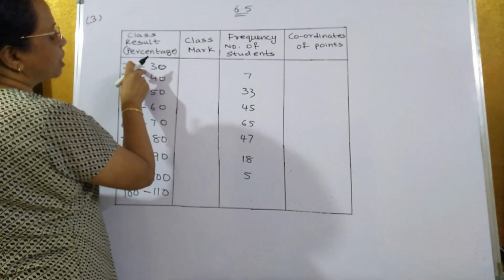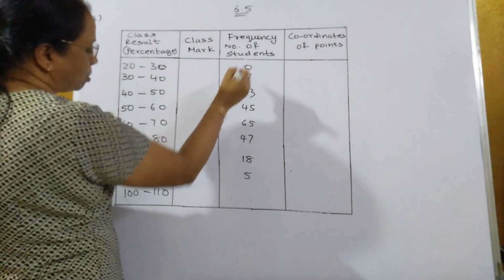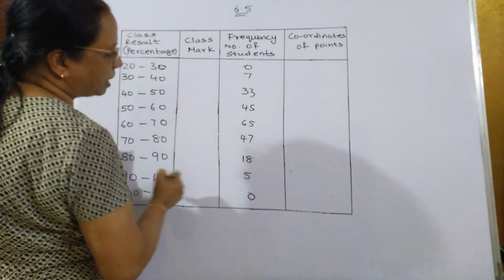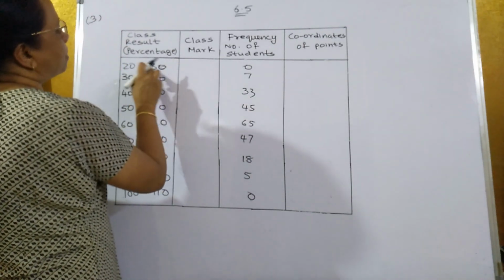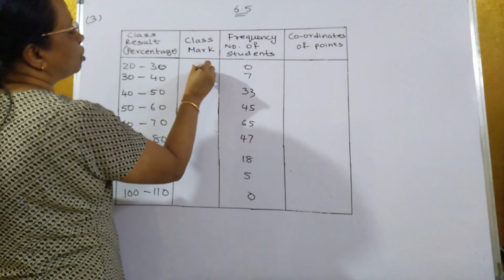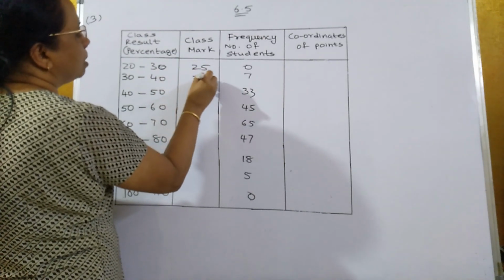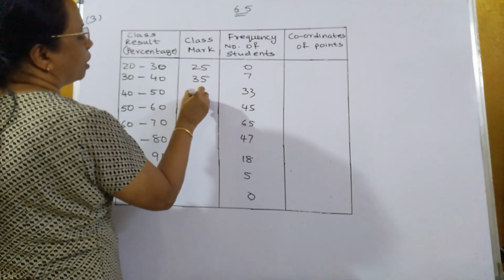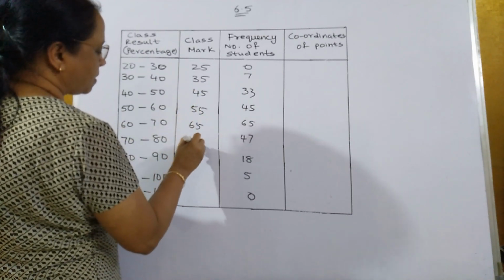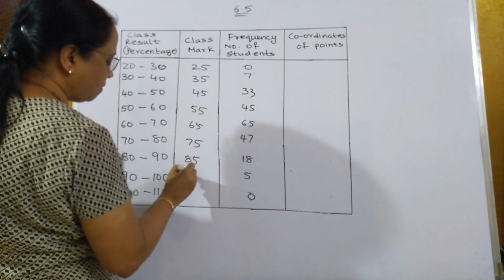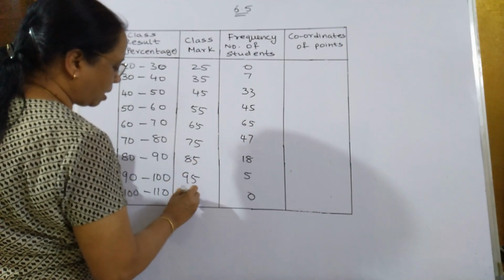Now the frequency of the first additional class which we have taken will be 0, and the last one which we have taken will also be 0. Now we have to find the class mark. So this will be 20 plus 30, 50. 50 divided by 2 will be 25. Next will be 35, 45, 55, 65, 75, 85, 95 and 105.